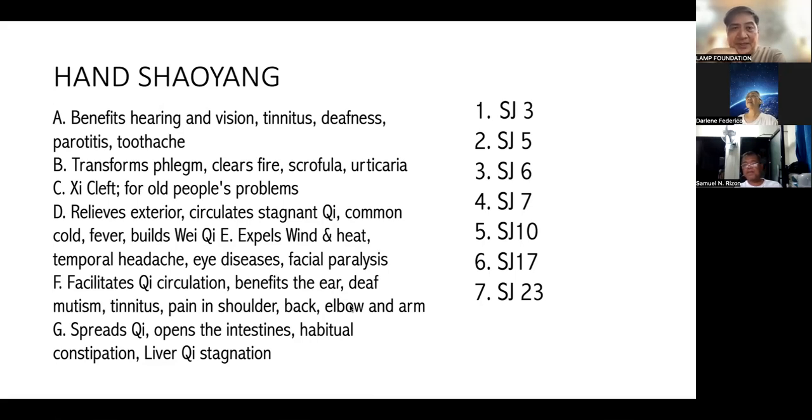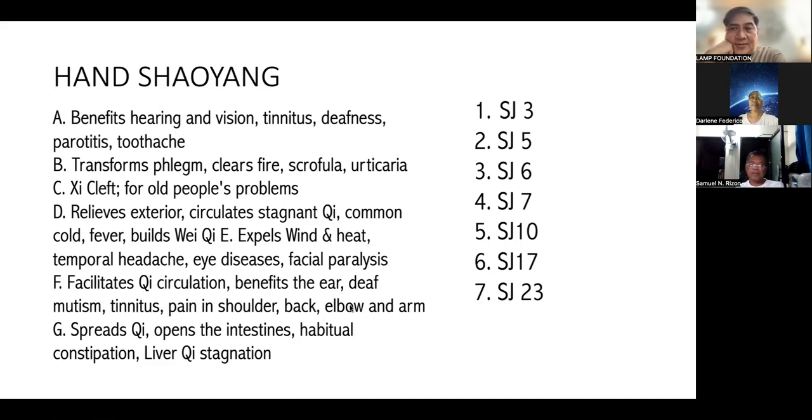Number 4 is SJ7. Yes. Tama po. Cleft. Yeah, yung masakit dyan sa may part na yan. Okay? You're talking about the channel. So usually yung mga hindi na maalsa na mga old people's problems. Okay, let's go, tapusin mo na.